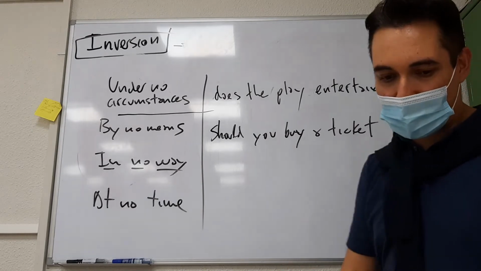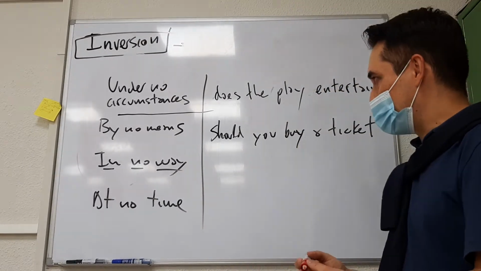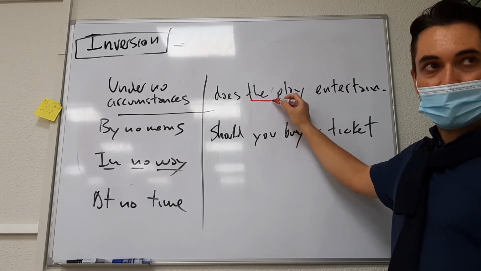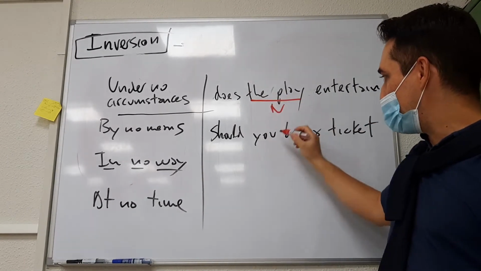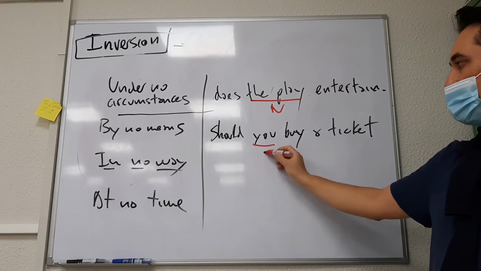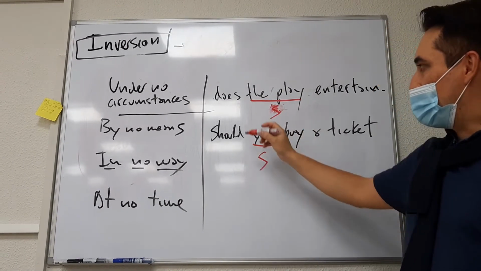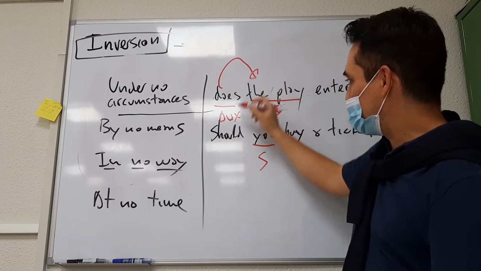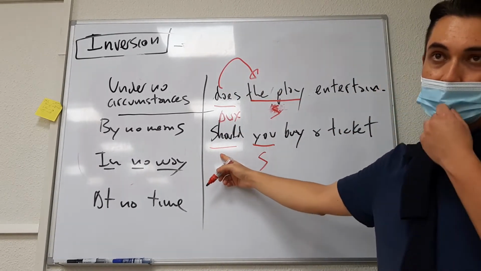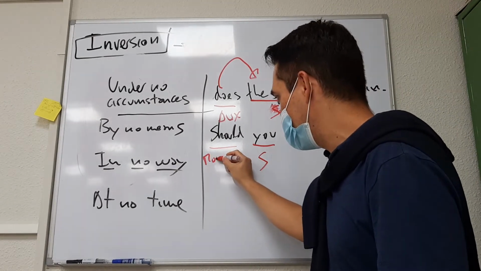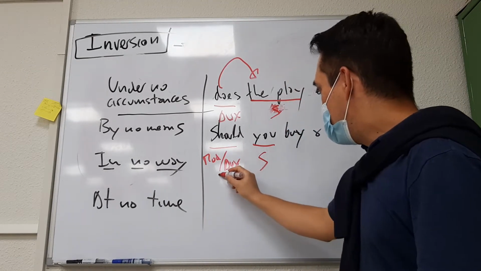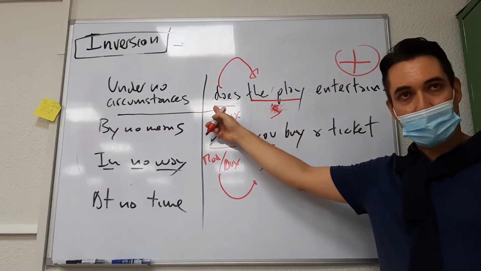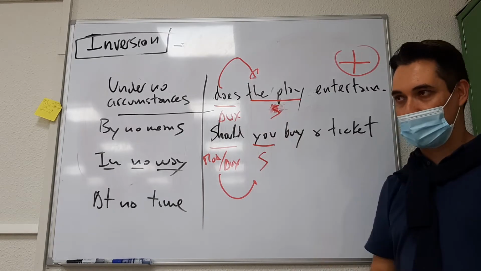Again, what is the difference between normal English and inversion? In this case, again, the play is the subject. The subject, the noun. You, again, here is the subject. And we have an auxiliary before the subject, in this case a modal auxiliary. Even though they are positive sentences, they use an auxiliary before the subject. That is what makes them difficult.